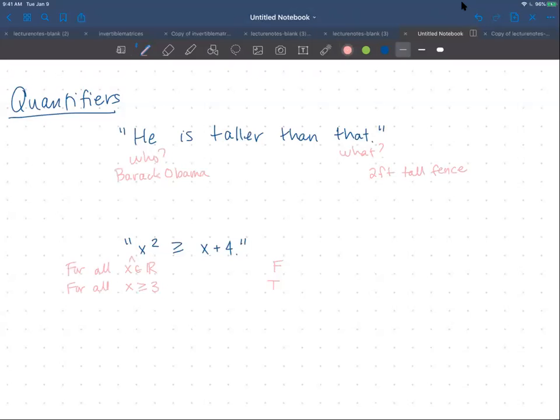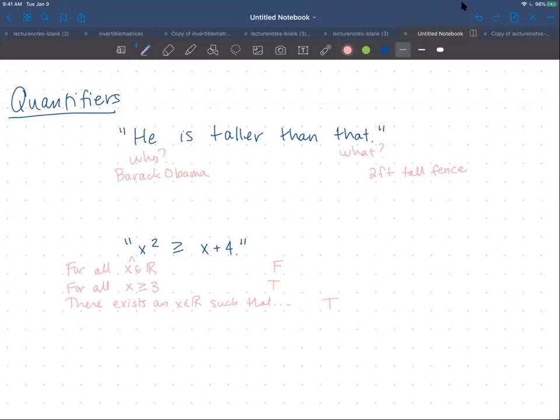There's another type of way that I could quantify this. I could say, I don't know, for all x, and I'm a little too lazy to figure out that it's 3, but I'm pretty sure that there exists an x in the real numbers such that x squared is greater than or equal to x plus 4. And that's also a true statement. So there are a couple of ways that we could quantify this. And when I say a couple, I've lucked out. I actually mean literally 2.